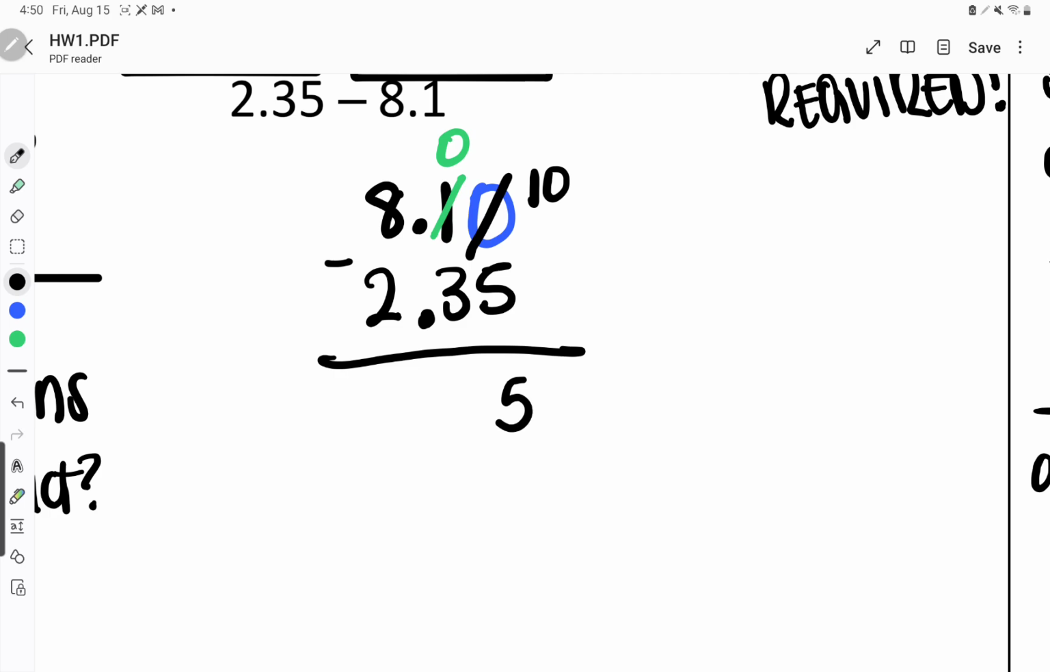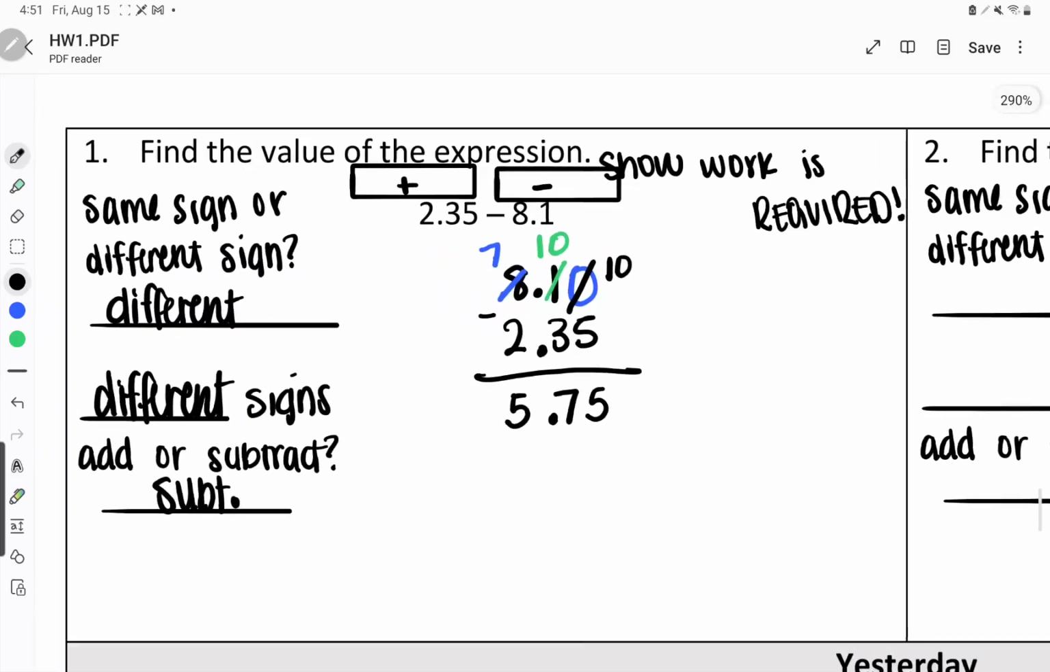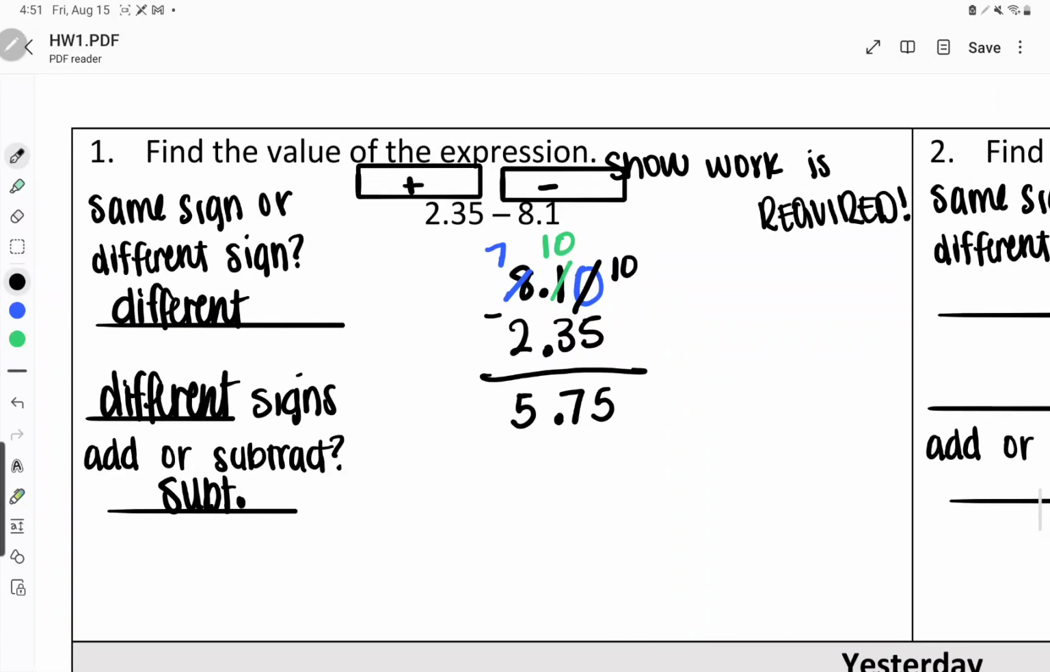10 minus 5 is 5. I can't do 0 minus 3. So that 0 is going to turn into a 10. And then I borrowed from the 8, so that'll turn into a 7. We'll do 10 minus 3, and that gives us 7. And then we have 7 minus 2, which gives us 5. Now, how do I know what sign it is? We always keep the sign of the bigger number. So which one is bigger, 2 or 8? 8 is bigger, and since my 8 is negative, this is going to be a negative 5.75.